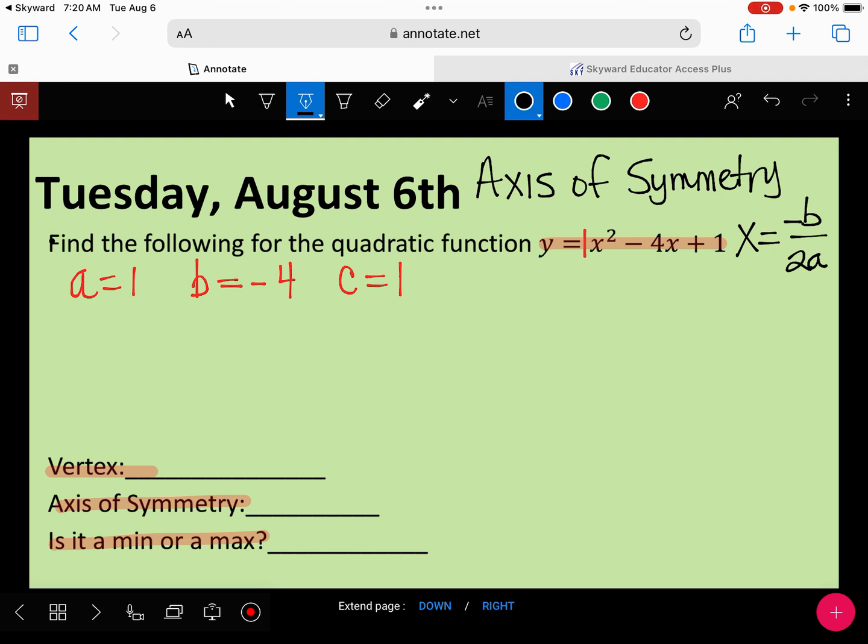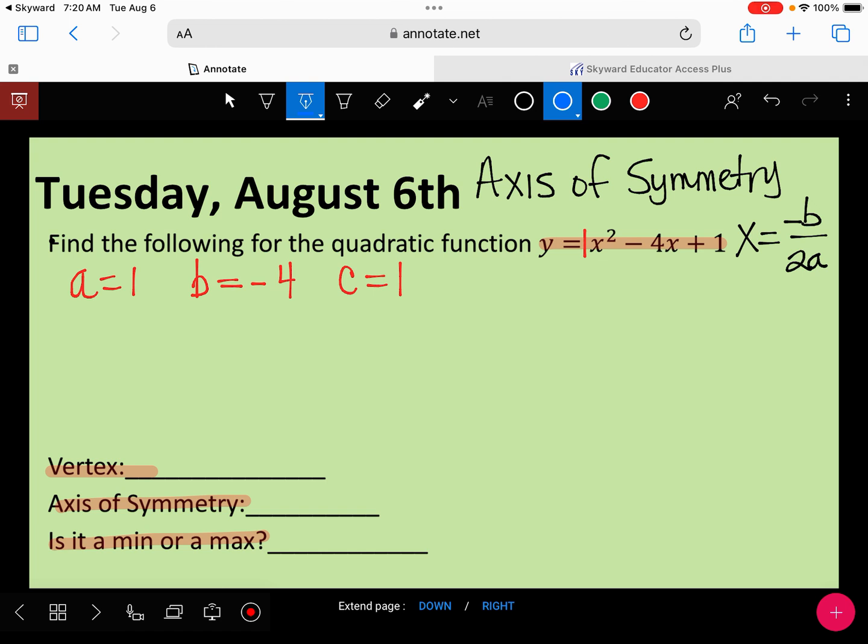Let me give you all a minute because this is going to be on your test. You have a skills check on Friday, I believe, or it might be Thursday, which is open notes, so you can use your notes. But to find the axis of symmetry is opposite of B divided by 2A.